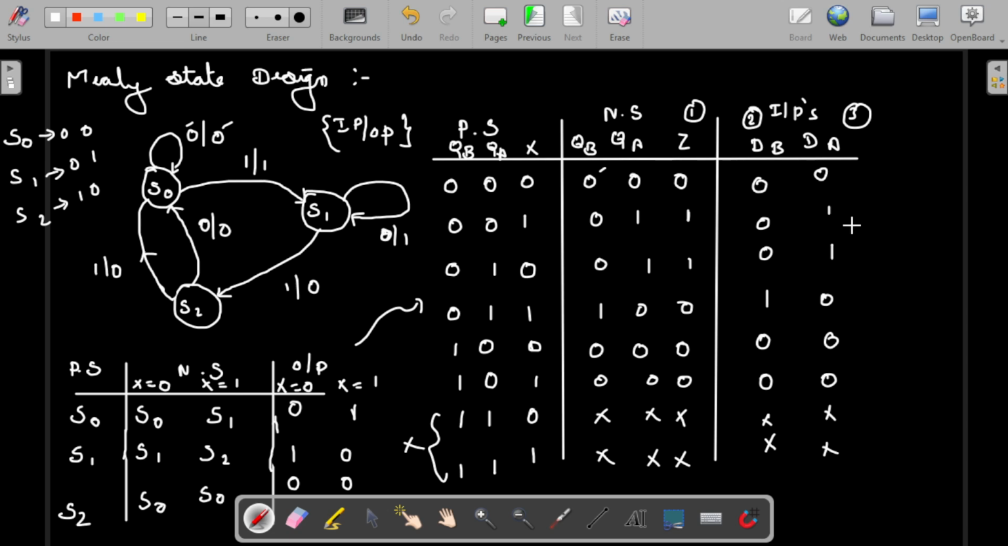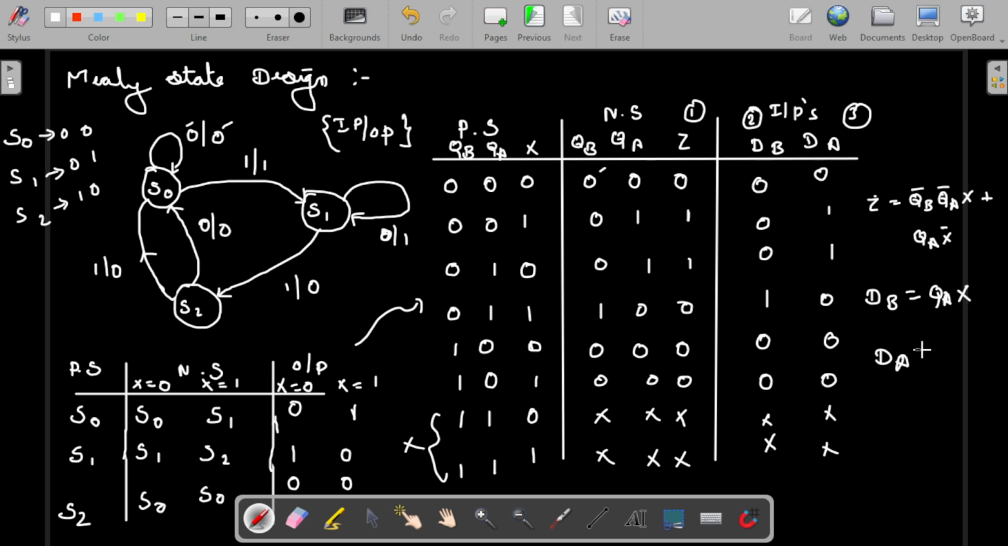If we use the K-map and find out, we will get the equations. Z, with the help of comparing with the present state, will be equal to QB bar QA bar plus X. X will also be taken into account because X is an input, right? So X plus QA X bar. So this is the equation for Z, and DB is equal to QA X.